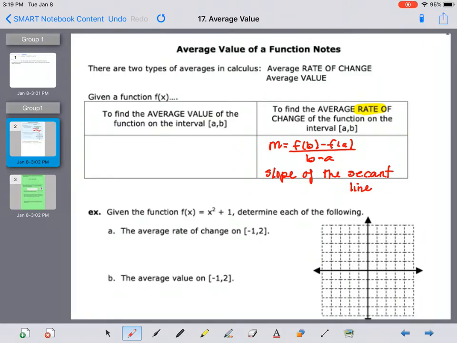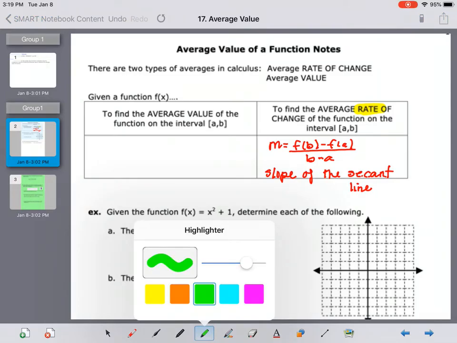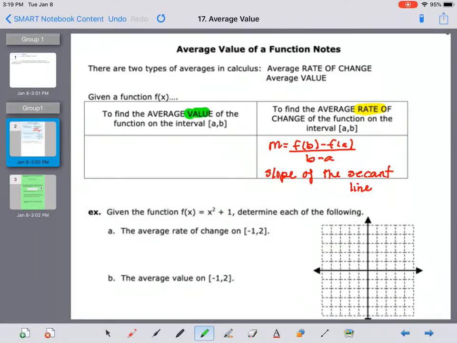However, when we talk about finding the average value of a function, that's a little bit different because we're no longer talking about a rate of change, we're talking about an actual value of a function. So when we talk about average value, we're talking about the average y value. Now we have a set formula. We use a bar to represent average, so it looks like this, f bar. That's read the average of f of x.